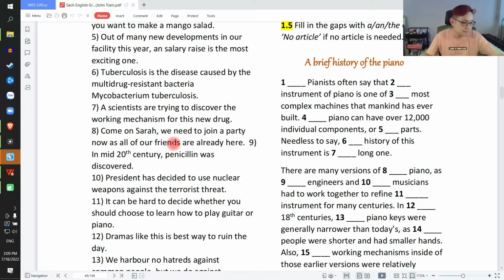Number 8. Come on, Sarah. We need to join the party now as all of our friends are already here. So, in the context of this question, both of them know what party they are talking about.